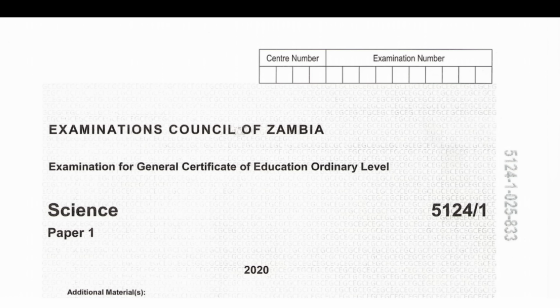In today's lesson guys, we will be revising science paper 1 2020 examination for general certificate of education ordinary level.